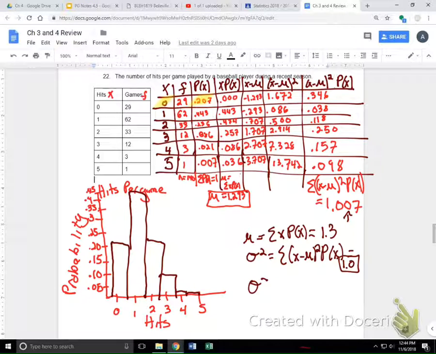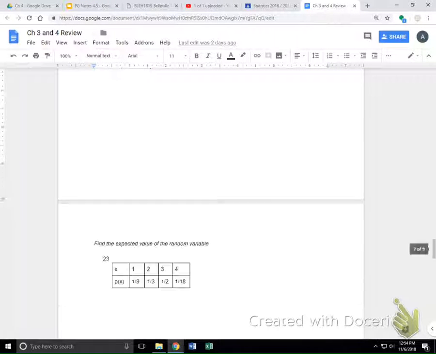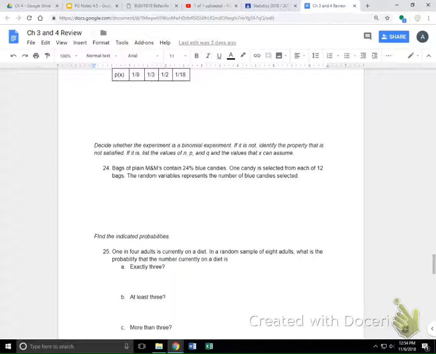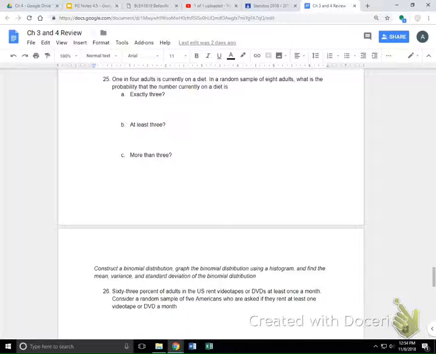And then sigma is the square root of sigma squared. So it equals the square root of sigma squared, which is equal to the square root of 1.0, which is 1. Okay, so that is how we do question number 22. We already did 23 on our last page, and I believe I did 24 as well. I do not remember if we did 25, so I will redo 25 in case we didn't do it.